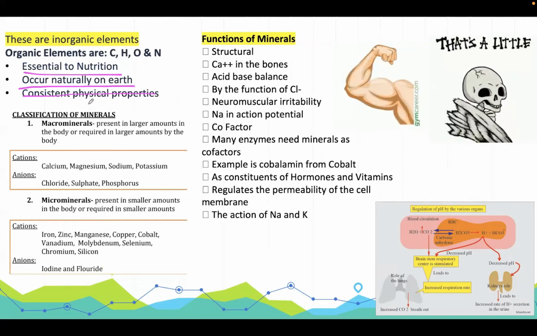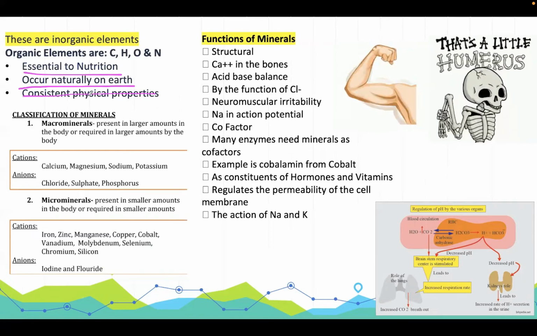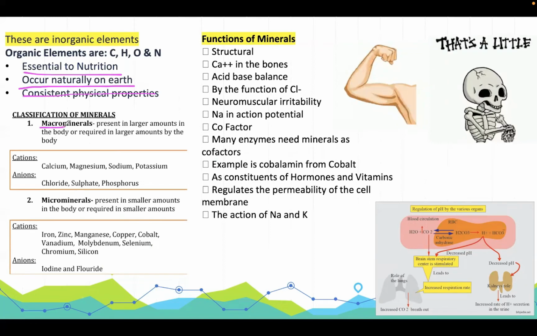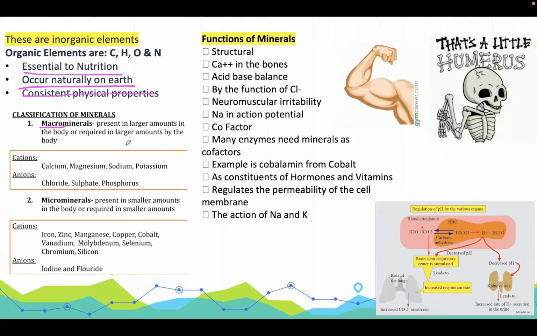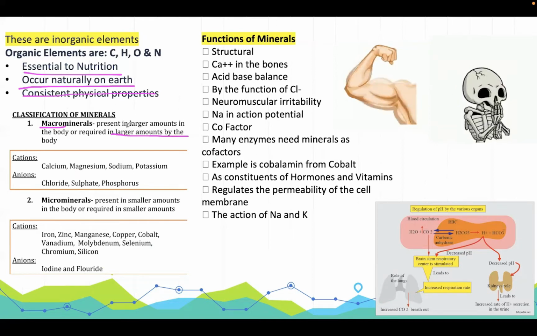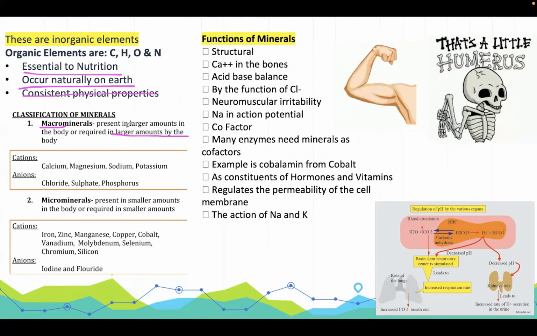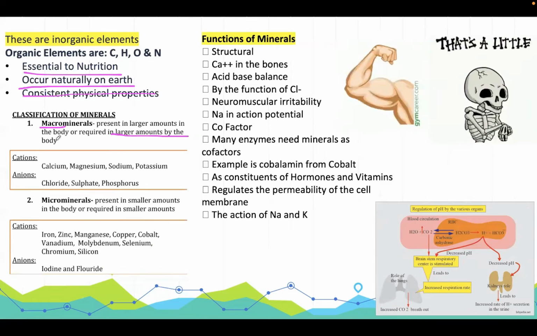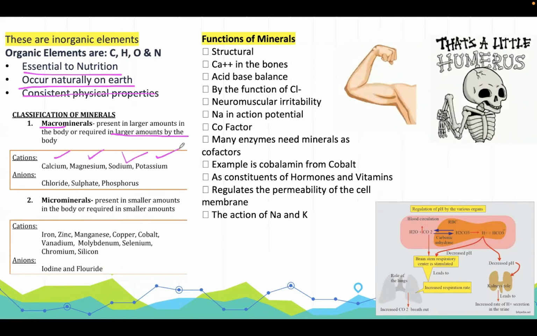So what are the classifications of your minerals? We have macro minerals and micro minerals. Your macro minerals are present in larger amounts in the body, kaya nga po siya macro, or required in larger amounts by the body. So, anything that has to do with larger amounts, papasok po siya sa macro minerals. And then, if we categorize it into two, we have the cations and the anions of your macro minerals. The cations under macro minerals are your calcium, magnesium, sodium, and potassium.